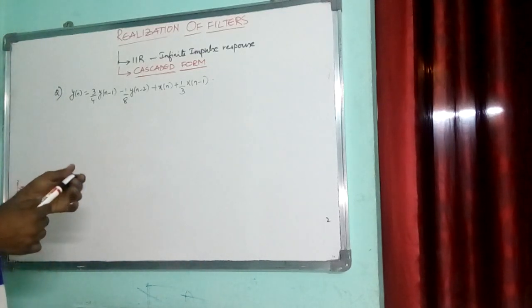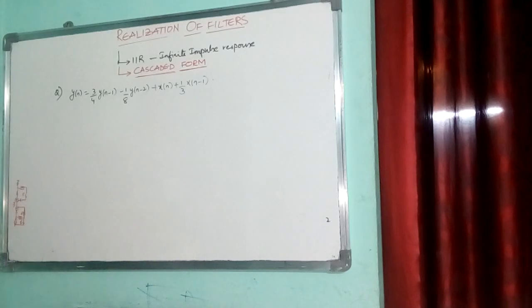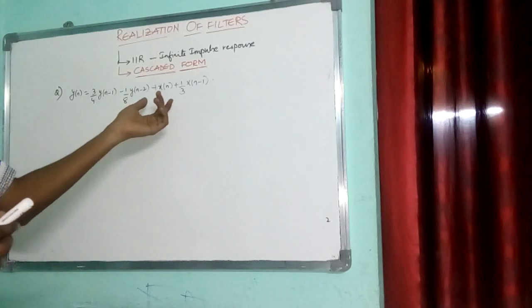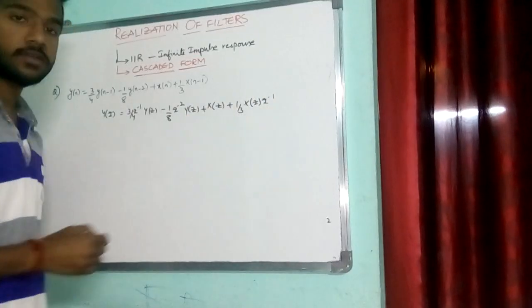This is the question given: y of n equals 3 by 4 y of n minus 1 minus 1 by 8 y of n minus 2 plus x of n plus 1 by 3 x of n minus 1. Now apply the z transform on both sides. We get Y of z is equal to 3 by 4 z inverse Y of z minus 1 by 8 z power minus 2 Y of z plus X of z plus 1 by 3 X of z z inverse.